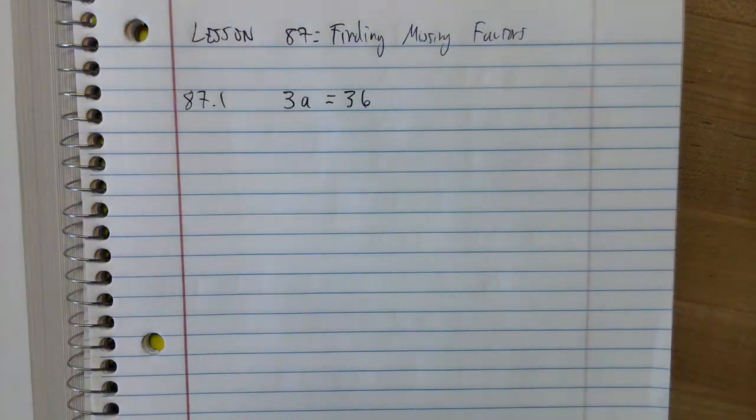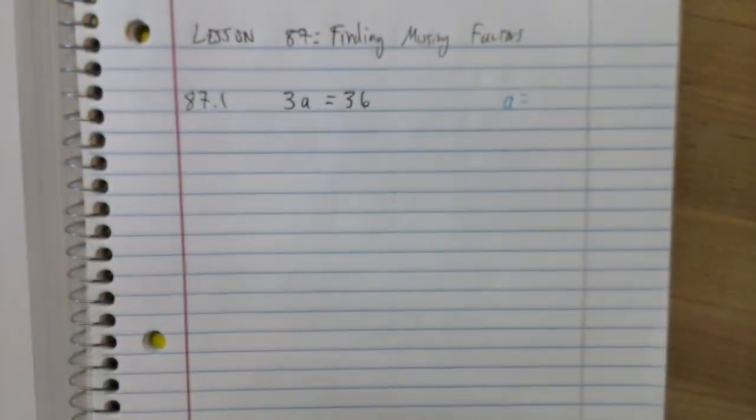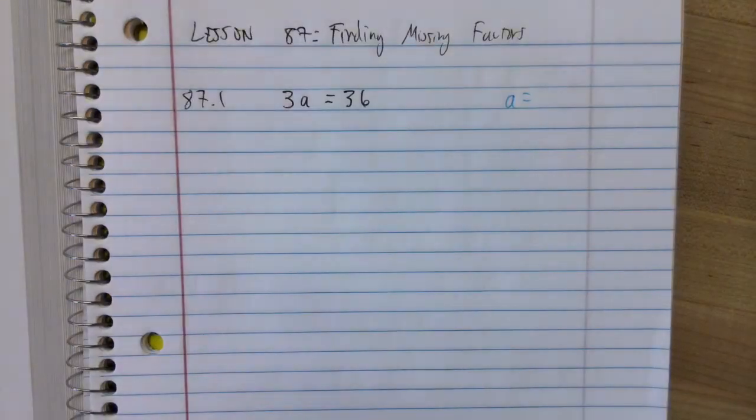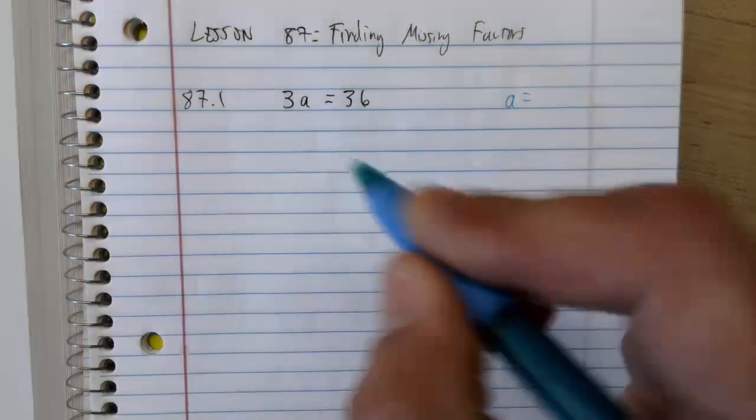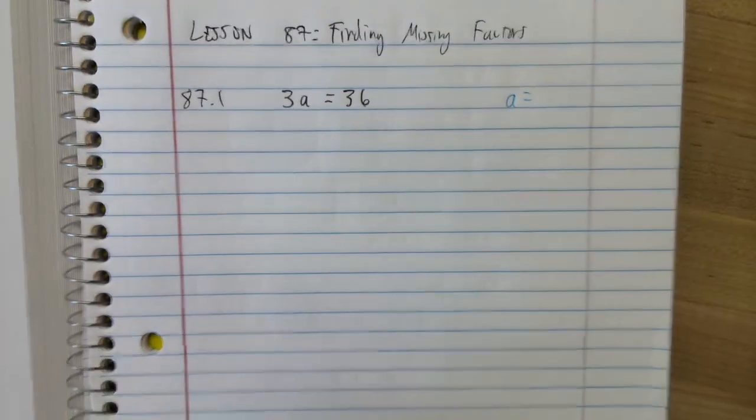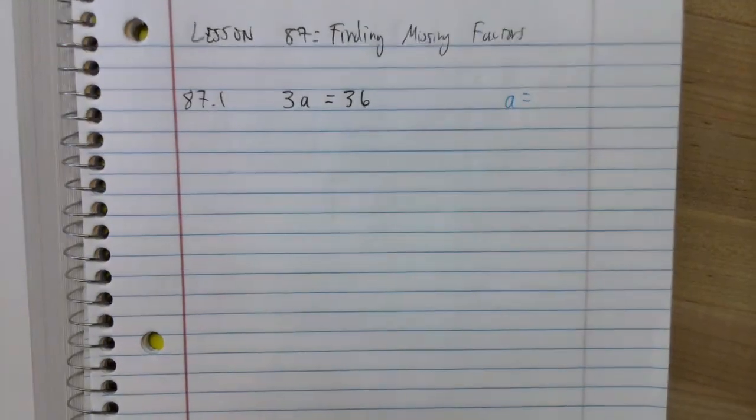So you can look at that probably and tell me what a equals. It's 12. And you can test it, right? 3 times 12. What is that? 36. Okay? So how could we find the answer to that if we don't just know 3 times what's 36? That's my times table, so I'm good there, right? Divided by 3. 36 divided by 3.